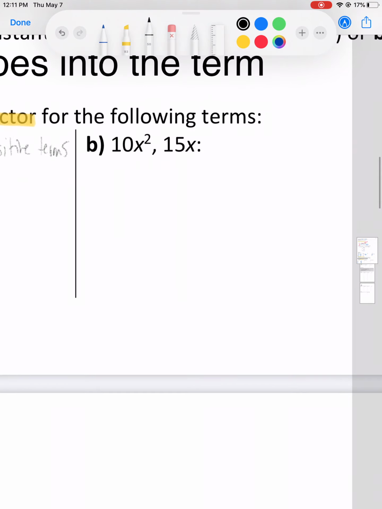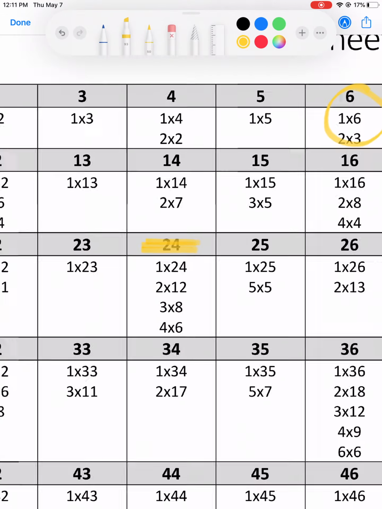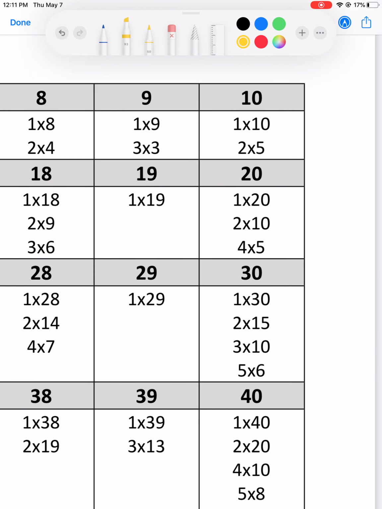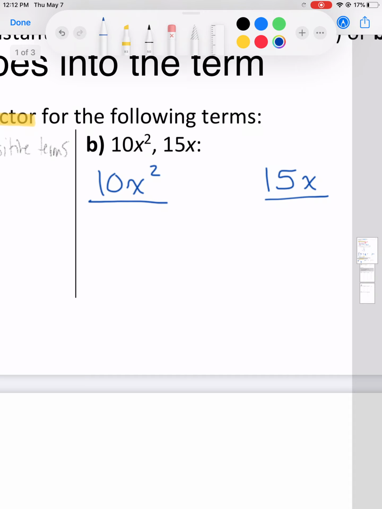Let's do it again. So we have 10x squared and 15x. Some of you guys might be able to know this right away, and that's great. Some of you might need to look at your factor sheet. So my first one's 10. I got 1 by 10 and 2 by 5. And don't forget we have x squared. That means we have 2 x's.